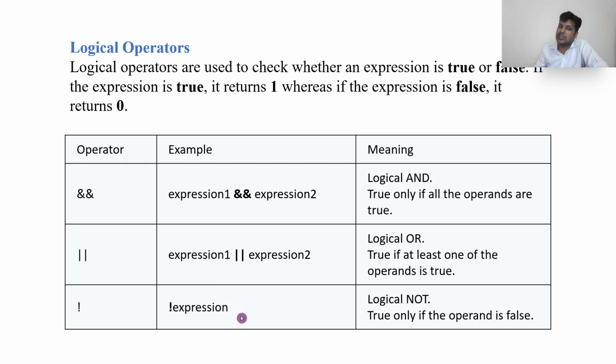Last one, not. Not is nothing but a reverse. For example, if the expression is true and you say not, it will show you the reverse result. That means if it is true, it will show false, and if it is false, it will show true, right? So let us see a small program.